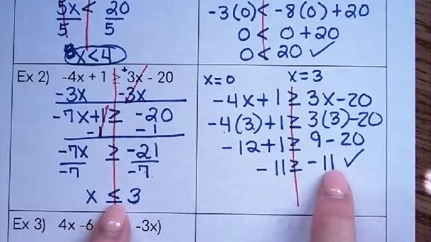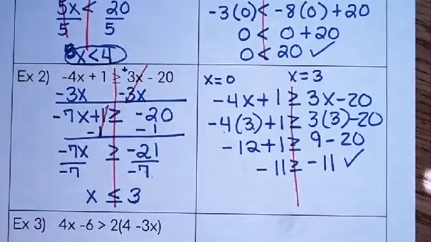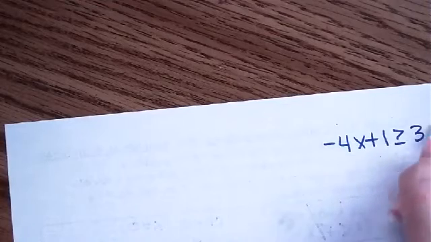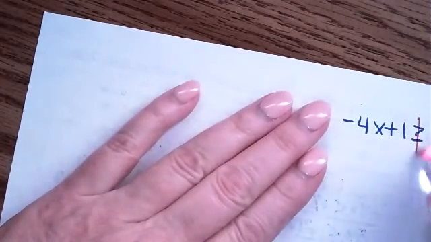Now what I need to do is check a number that's smaller than 3 to make sure that my inequality less than is correct. So what I'm going to do is I'm going to flip my paper over right here, and we're going to rewrite this problem. Negative, what was it? Negative 4x plus 1. It was greater than or equal to 3x minus 20. Okay, and I'm going to put in my river.